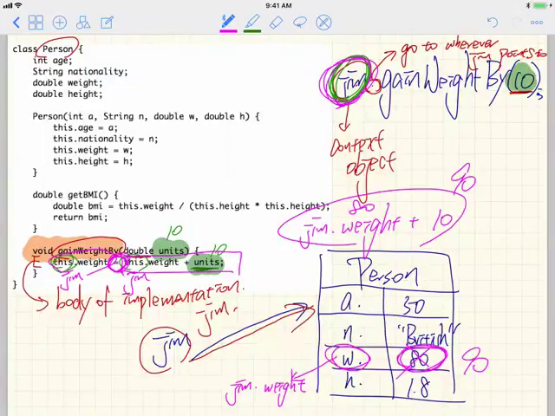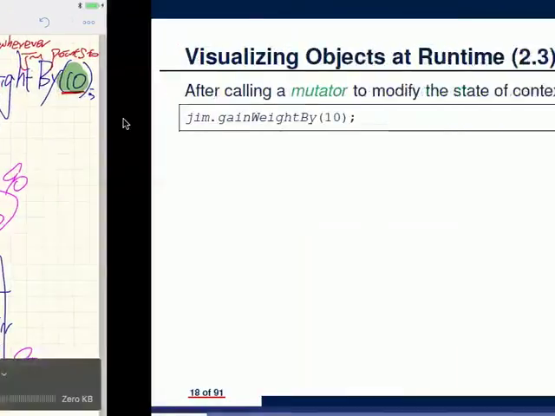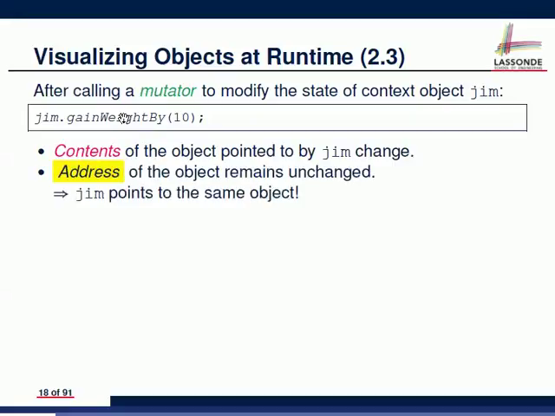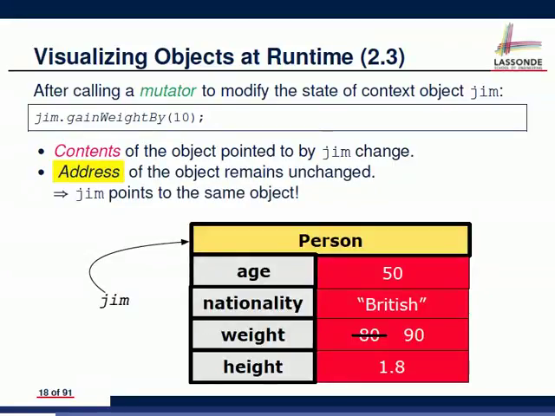Any questions about this? In general, of course, you can have many lines of code for your mutator method or accessor method. But every time you do this, remember to replace this by whatever context object you're talking about in the method call. Okay? Now, if you look at the slides over here, you can see that that's exactly how it works. I just simply make it explicit. Replace 80 by 90. So now, by calling the mutator method, we actually change the attribute value.